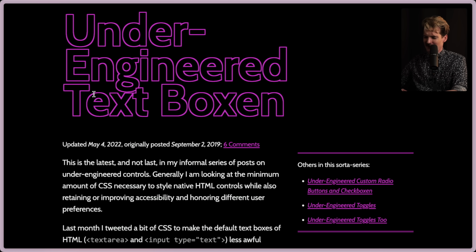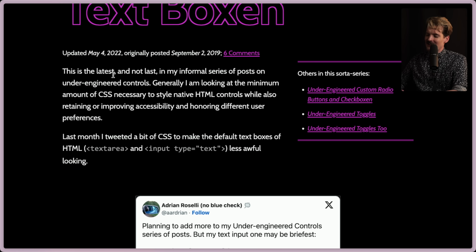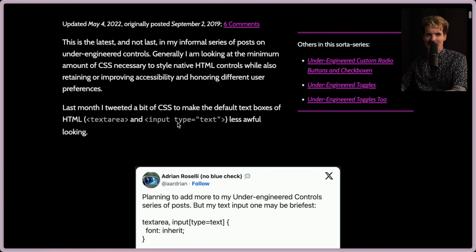As soon as I saw that there was an under-engineered text box, I had to read this part too. This is the latest and not last in my informal series of posts on under-engineered controls. I love this idea, the idea of the minimal necessary pieces to style things, which they call out here. Generally, I'm looking for the minimum amount of CSS necessary to style native HTML controls while also retaining or improving accessibility and honoring different user preferences. This part in particular, the user preferences, seems to be a focus, and I really like that.